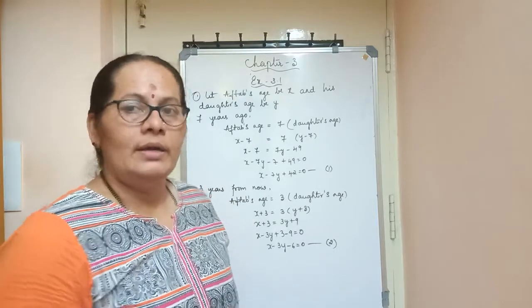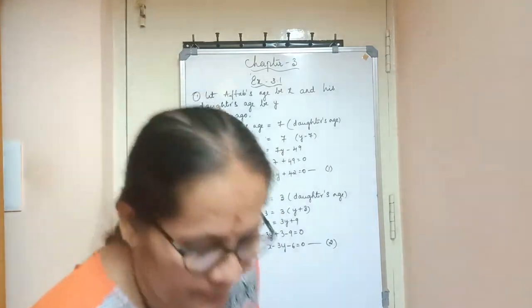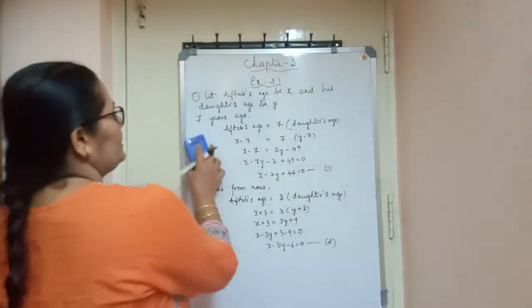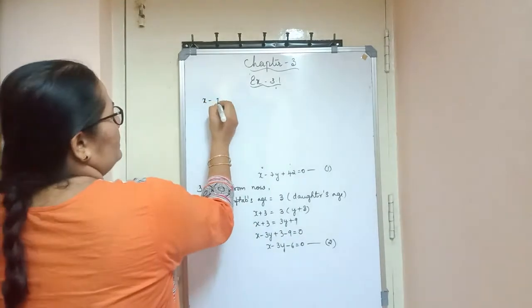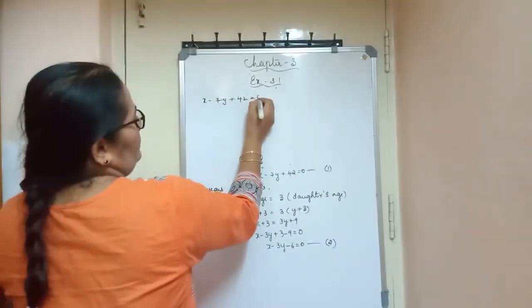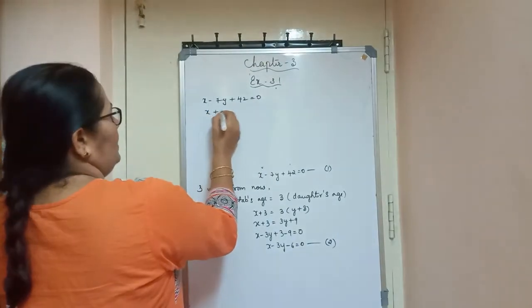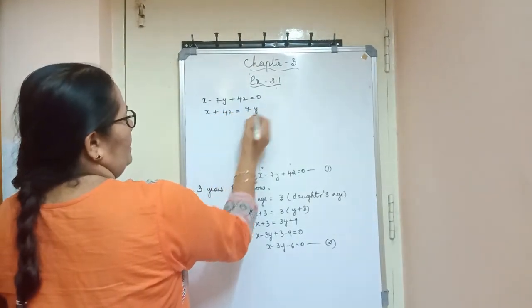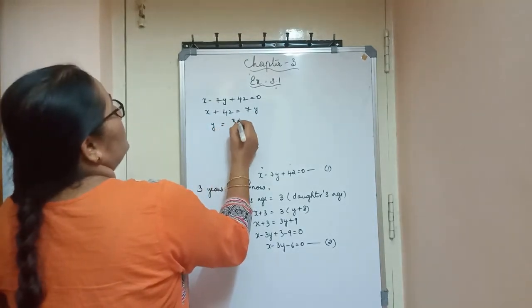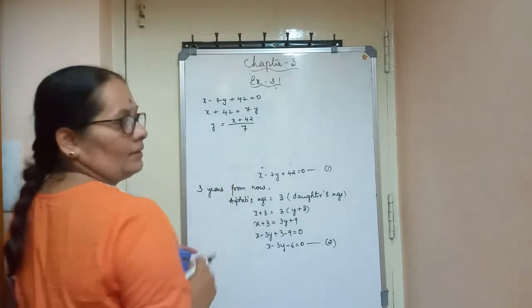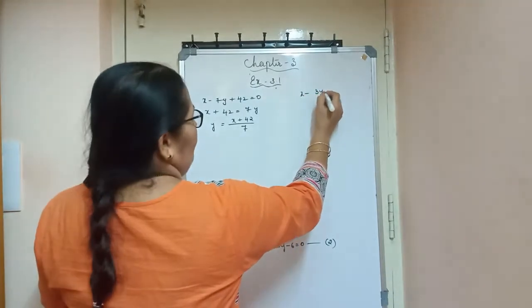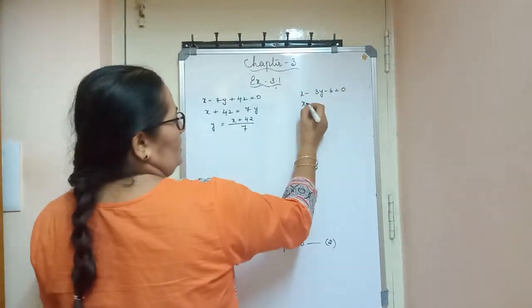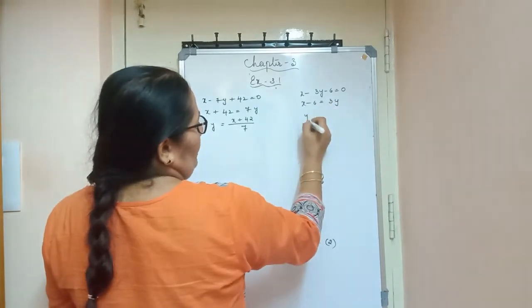Now we have to plot a graph for these two equations. So first we find coordinates for this. The first equation is X minus 7Y plus 42 equals 0. So X plus 42 equals 7Y. So Y equals X plus 42 by 7. The other equation is X minus 3Y minus 6 equals 0. So X minus 6 is 3Y. So Y equals X minus 6 by 3.